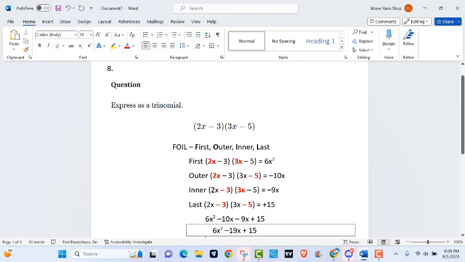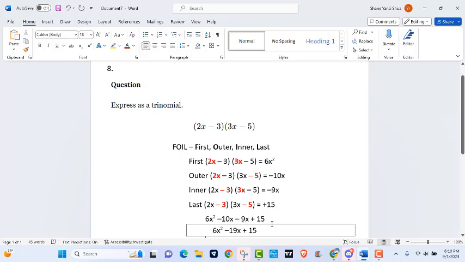Then we're going to go to I, inner. We're going to multiply the negative 3, which is the inner term here, with the 3x, which is the inner term here in this binomial. Negative 3 times 3 is a negative 9. Then we bring the x over. That's a negative 9x. Then finally we have L, the last terms. We're going to multiply this negative 3, which is the last term in this binomial, times negative 5, which is the last term in this binomial. Negative 3 times negative 5 gives you a positive 15. So if we put all of these terms together, we have 6x squared minus 10x minus 9x plus 15.